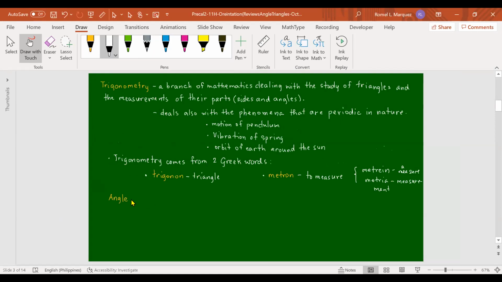Two intersecting lines. So it is a union. Yes, it is a union of two rays or lines or sides, no? Meaning sides, no? Or lines, meeting at a common point. And this common point is called what? Vertex, sir. Vertex. Right. Good. Called a vertex. So that's what we mean by angle.